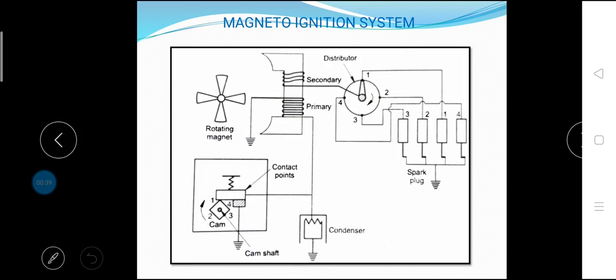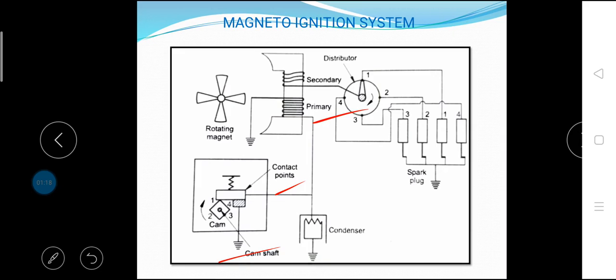First, I will discuss the basic principle of magneto ignition system, and this is the schematic diagram of magneto ignition system. The only difference between battery and magneto ignition system is that the battery is replaced by the rotating magneto. As the magneto rotates, the voltage and the current are generated in the primary and the circuit is completed, passing the current through the contact breaker points and through the ground. As the current passes through the primary coil and the contact breaker, the circuit is completed through ground.